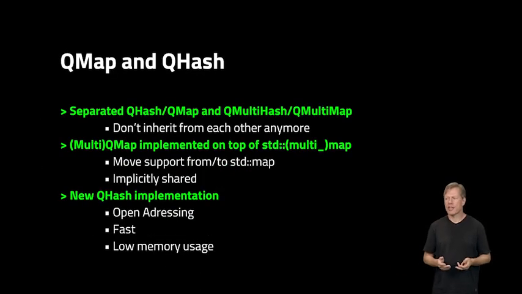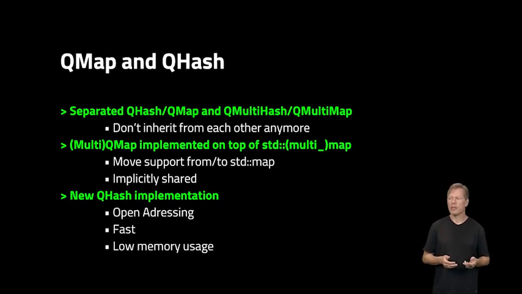QMap and QHash, as the other two container classes that are used a lot, also received a lot of attention. In Qt 5, they were a combination: QHash and QMap could store multiple entries with the same key. We've done changes to that, and in Qt6 they are separated fully. So you have a QHash and a QMultiHash to store multiple entries. QMap and QMultiMap, the same thing. And they don't inherit from each other anymore.